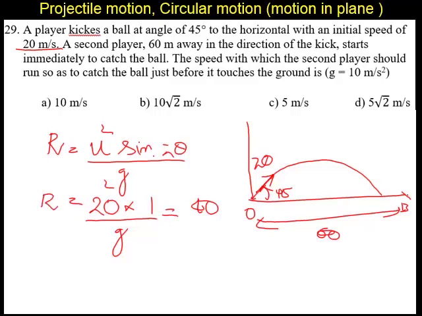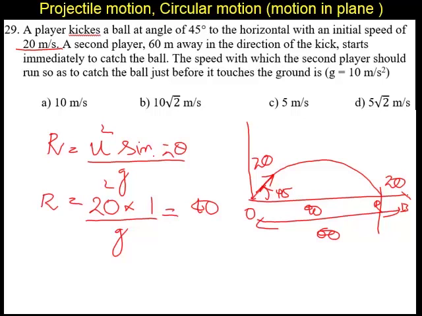So in the problem, the range is 40 meters. The boy is at a distance of 60 meters. So there will be a 20 meter gap between the boy and the ball when it is landing. So we have to calculate the velocity with which the boy should run this 20 meters. So the distance to be covered is 20 meters.